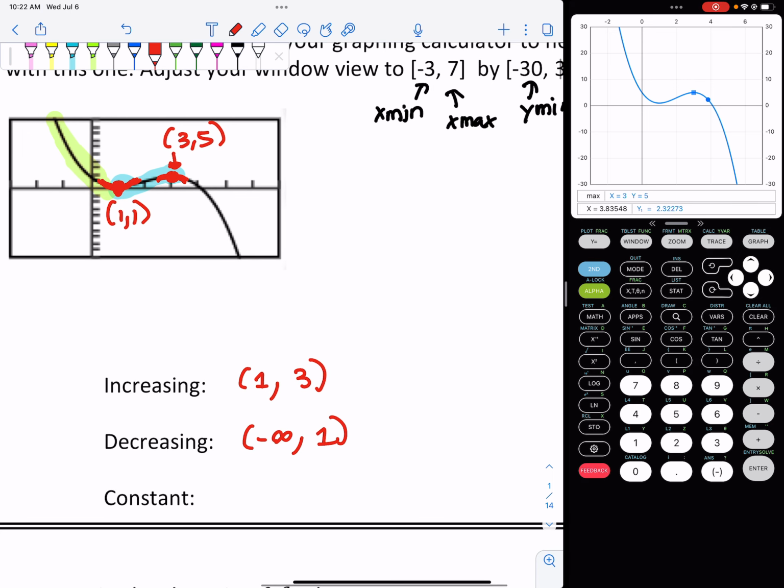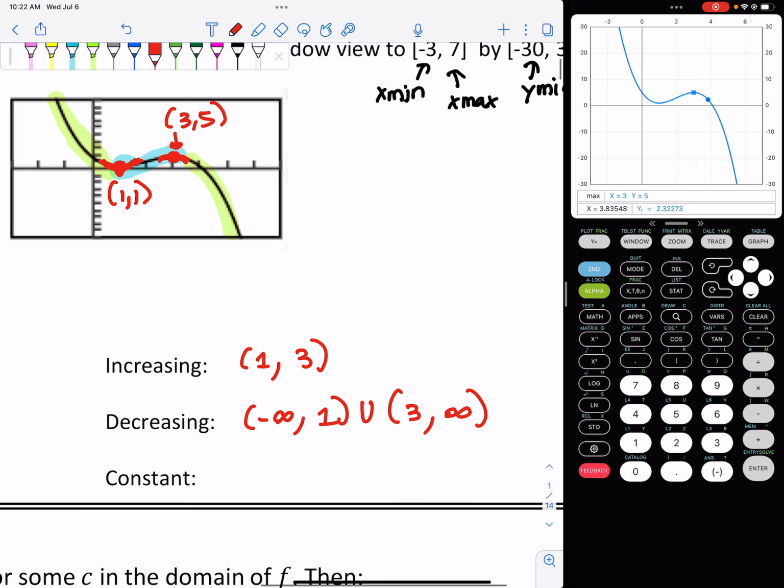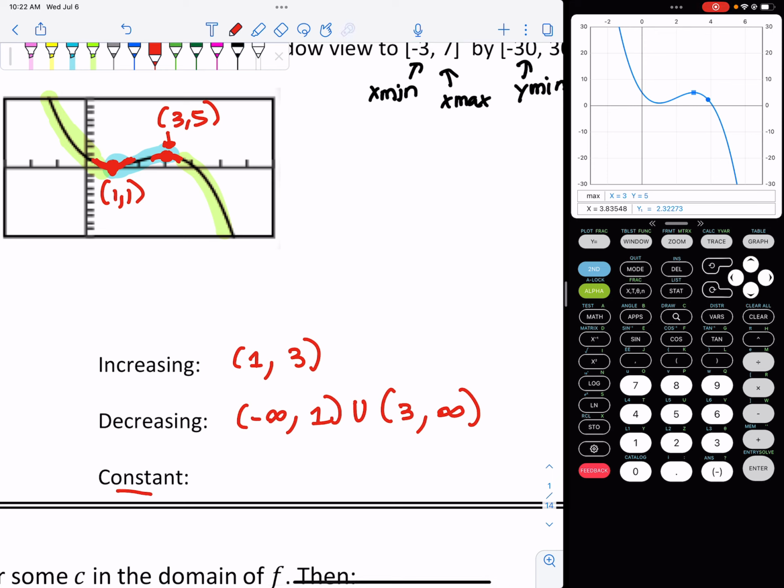And then it also decreases. The function also decreases right here. So we have another interval. The starting x value where it starts to decrease is at 3, and the x value where it stops decreasing is infinity. It doesn't stop. For the interval of constant, there's nowhere on this graph where the graph is not moving up or down, where it stays constant, where it doesn't move up or down. So for constant, there is no interval, we say DNE.